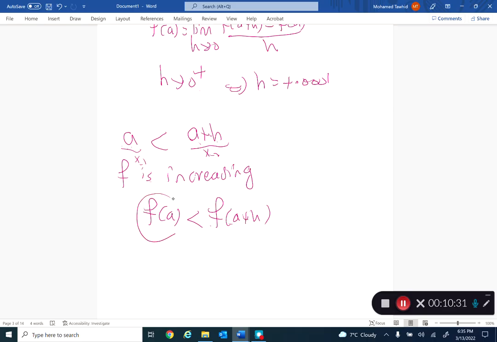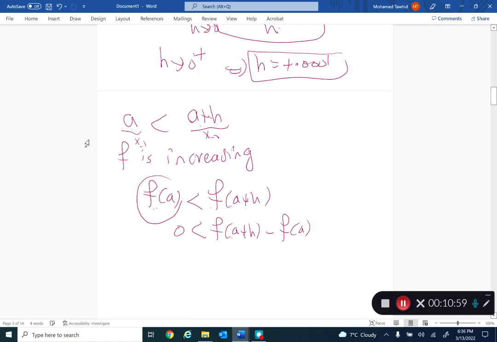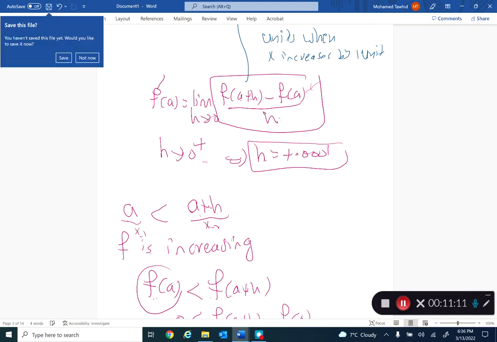So if I take this term to the other side, then you have 0 here, and it will be f of a plus h minus f of a, right? So now if I look at my derivative here, what do you have in this fraction? f of a plus h minus f of a is positive. What do you know about h? h also is positive, because it's 0.001, close to 0 from the right.